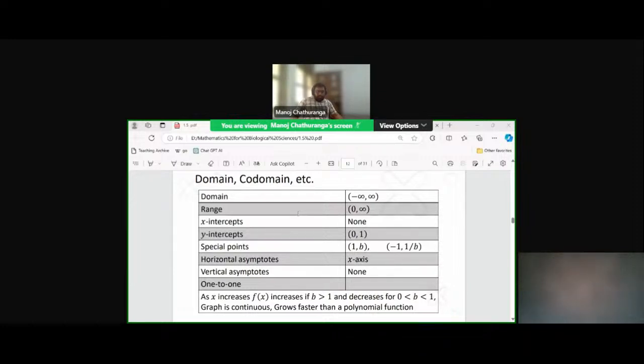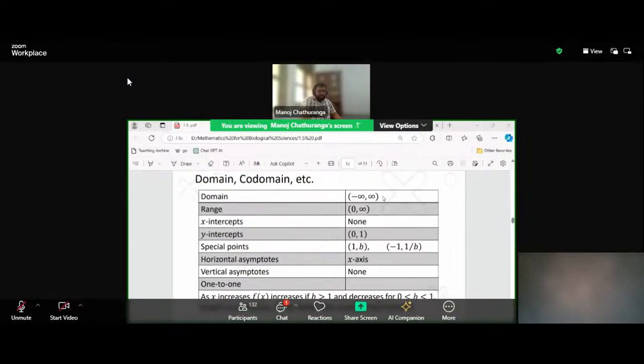So to avoid those kind of complications, we choose positive numbers for base. But the domain of exponential function is not the value for b. B is the base. X is in the exponent. The domain is the set of all numbers that we can substitute for x. For that, you can choose any number. So domain is any real number. You can choose whatever real number you like.